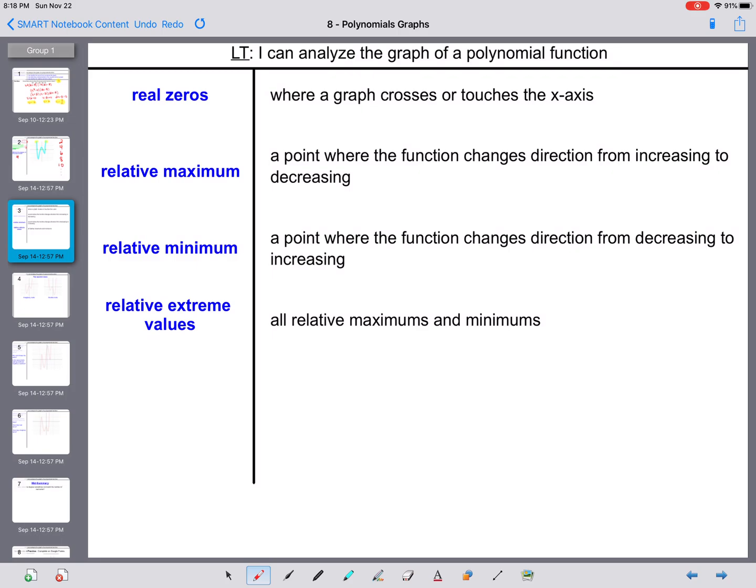The next 3 are brand new vocabulary words. I'm going to show you what they mean on the graph, but first I want to read through the definitions. A relative maximum is the point where the function changes direction from increasing to decreasing. A minimum is the complete opposite. It's a point where the function changes direction from decreasing to increasing. And then this last one, relative extreme values, that's just all of the maximums and minimums together.